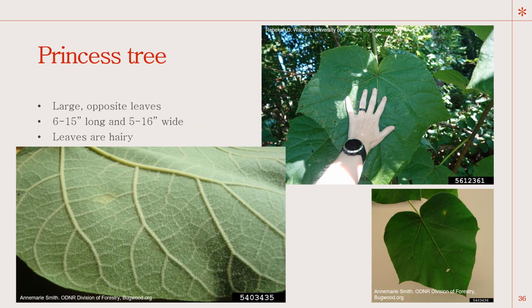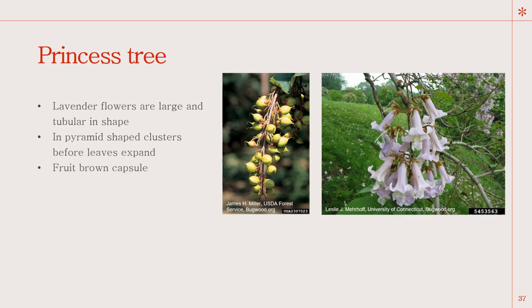So these leaves are very large. We're talking 6 to 15 inches long and just about as wide. They're going to have an opposite attachment, and the undersides of the leaves are going to be quite fuzzy, as you can see in this bottom picture there. As I mentioned earlier, they have these purplish lavender flowers, very large and very tubular in shape, almost dangling like a bell. And then these will turn into brown dried capsules, more like beads, which is a key feature for identifying it from other species.